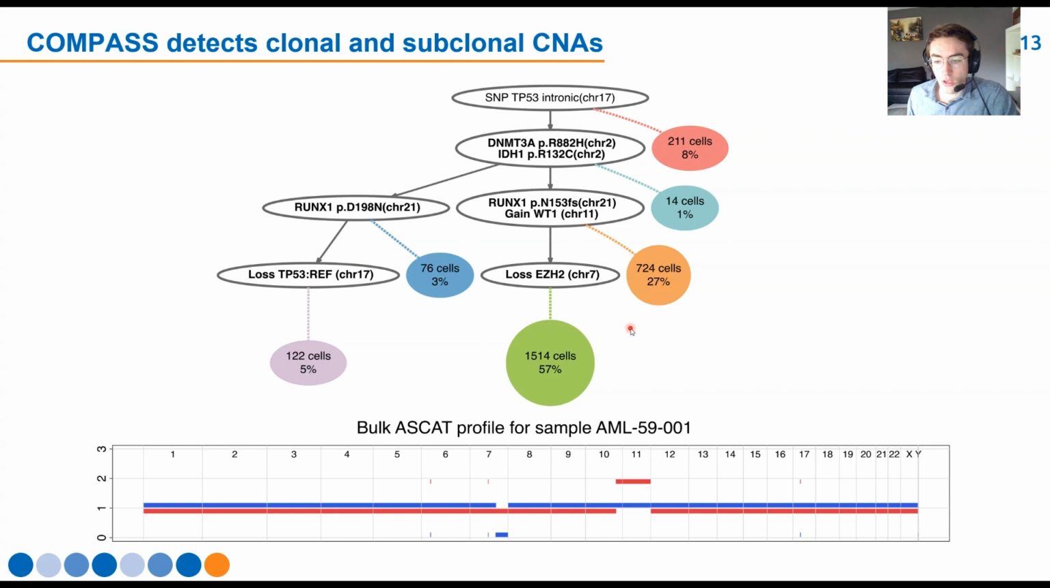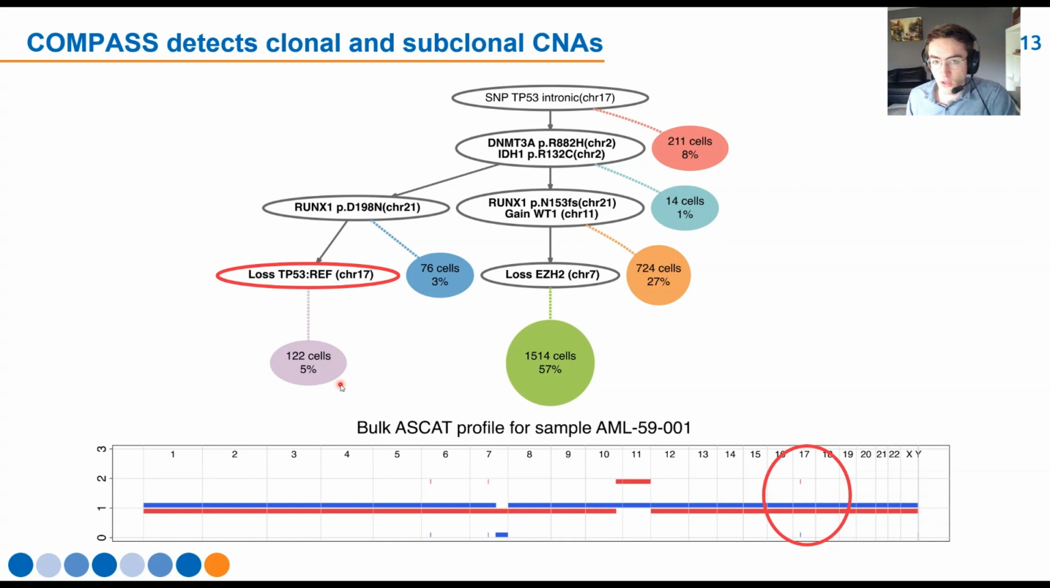For this subclone, we also had bulk SNP array data, which can also be used to infer copy number alterations. And indeed, the deletion that we found on column 7 that was predicted by COMPASS was also found in bulk data, as well as the copy number gain on chromosome 11. However, the deletion in column 17 predicted by COMPASS was not found in bulk data, but this is expected since this deletion is predicted to only occur in 5% of the cells, so it cannot be detected by bulk data.